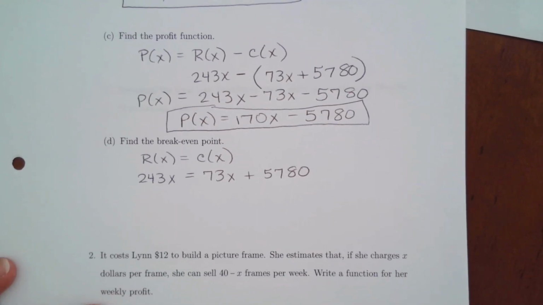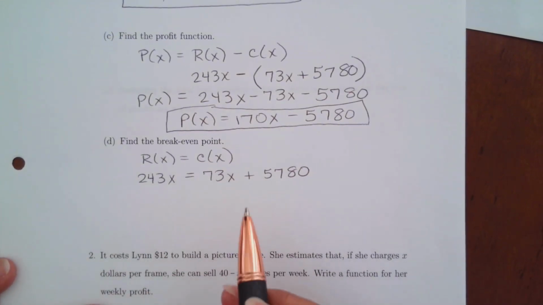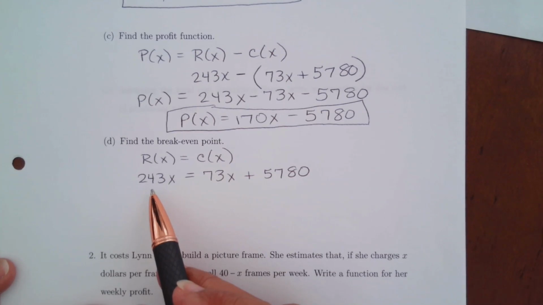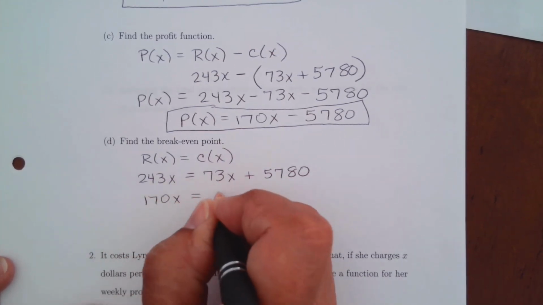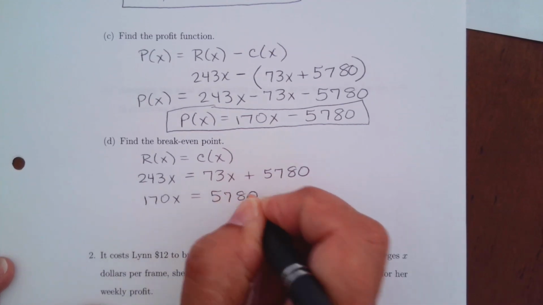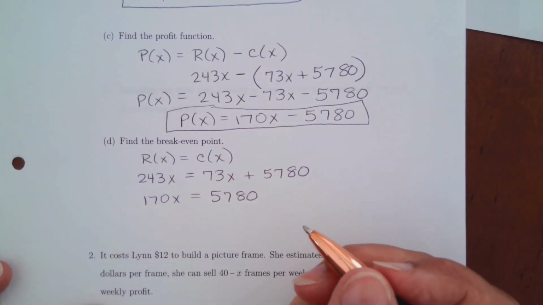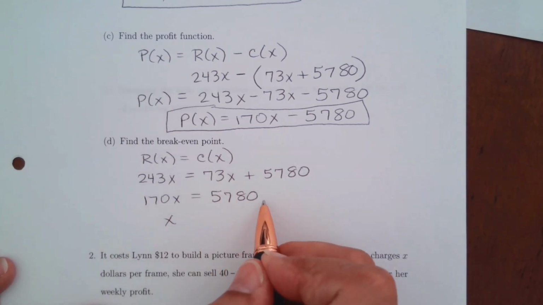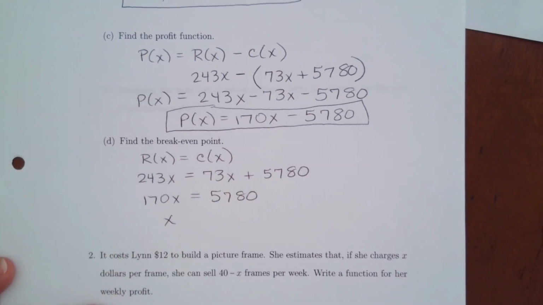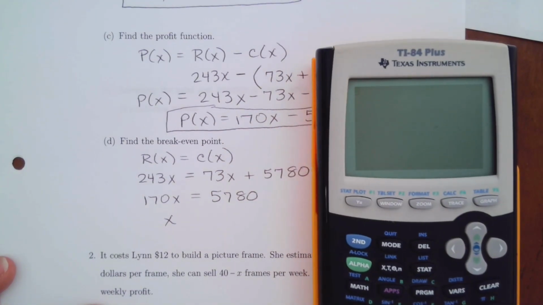All right, so we got to solve that for X. So we're going to subtract the 73X over here. We know that's 170. We already did that. And then divide both terms by 170. So 5780 divided by 170. Okay. 5780 divided by 170. So 34.